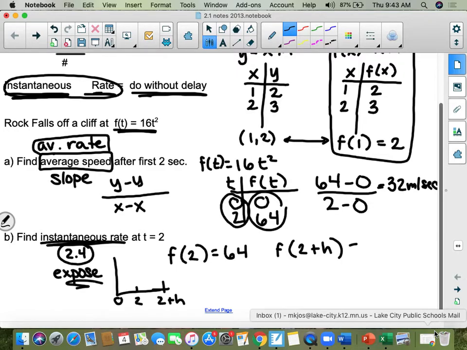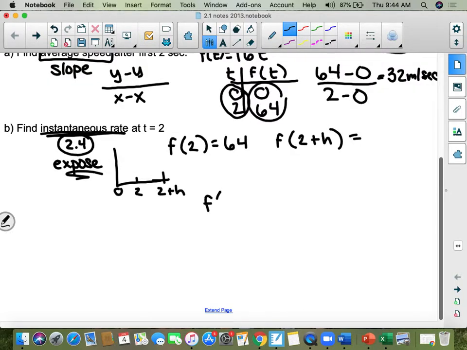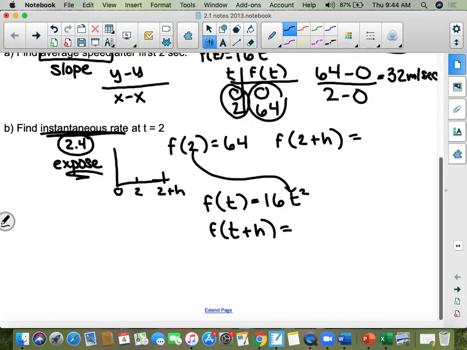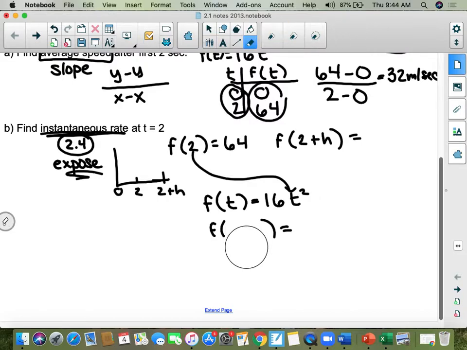And basically, how do you get the answer to f of 2 plus h? I want to go back up and look at this again, you guys. The equation, remember, is f of t is equal to 16t squared. How did I get 64? In place of t, I put 2. So how do I get f of 2 plus h? All I'm going to do is, in place of all of the t's, put 2 plus h.